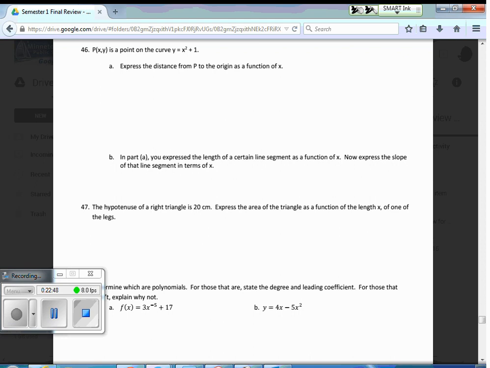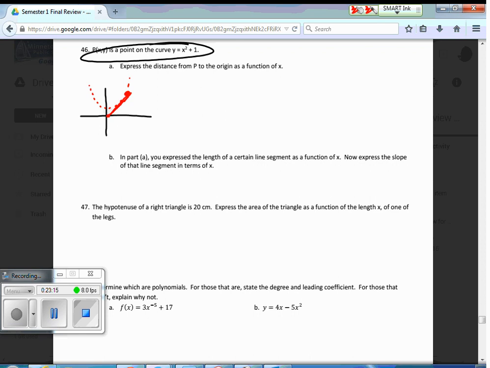This one's a particularly tricky one because the picture isn't super obvious. But if it's on the curve y equals x squared plus 1, you know at least it's a parabola that's been moved up 1, right? And there's a dot on there somewhere, and I'm just going to put a dot right there and say that's my point. And now it says express the distance from P to the origin as a function of x. That's like from here to here. I'm off a little bit, but okay.